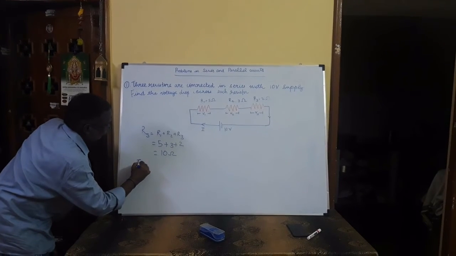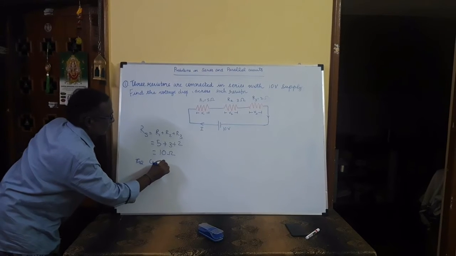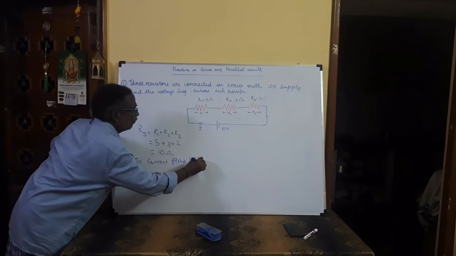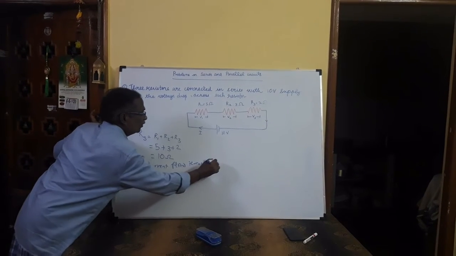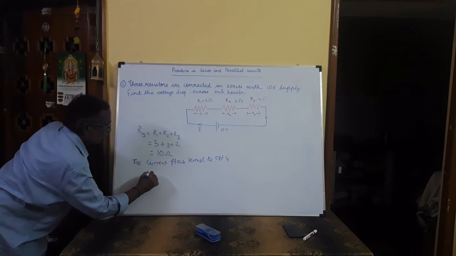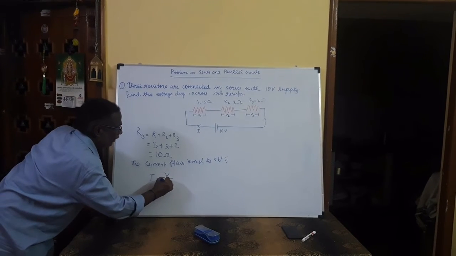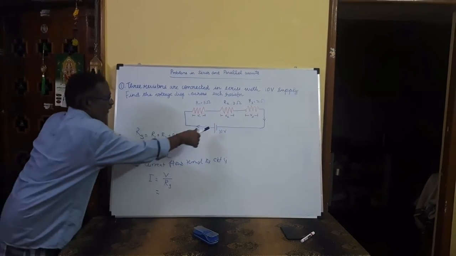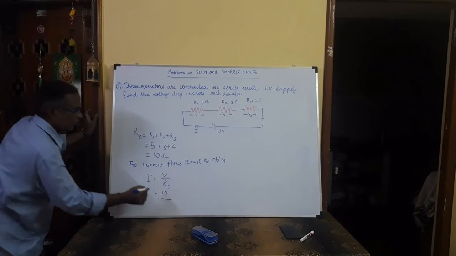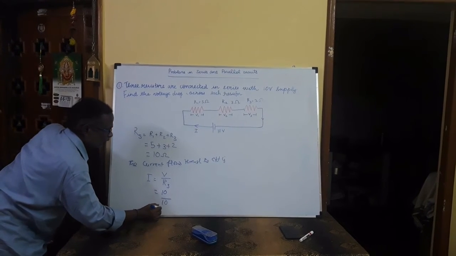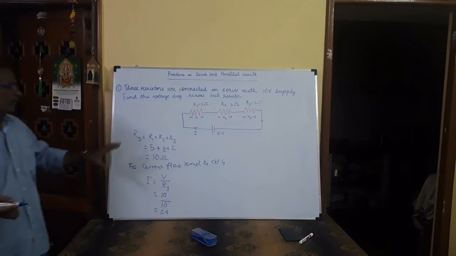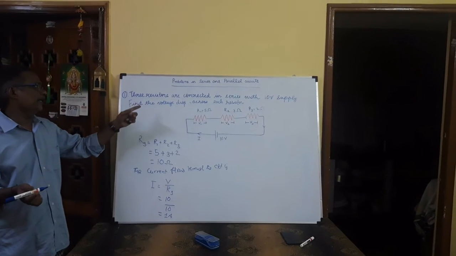The current flowing through the circuit: the formula is I is equal to V by RS. V is given as 10 volt. RS we have calculated as 10 ohm. So it is equal to 1 ampere. So we have calculated the current.